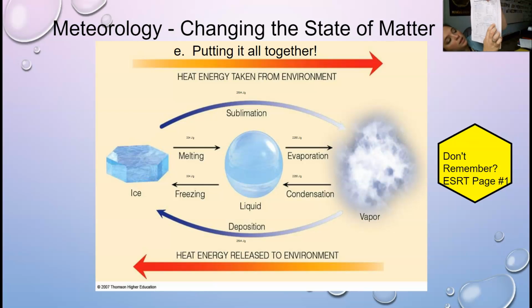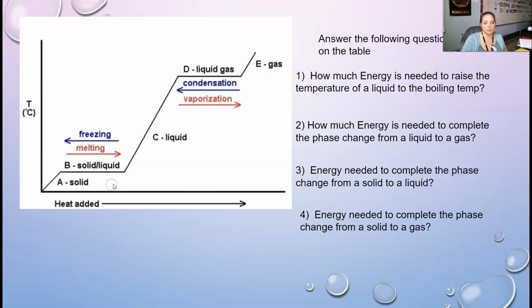Right there. This is different. That's density. All right. So looking at this, you've got ice melting, evaporation, vapor condensing, freezing, sublimation, deposition.